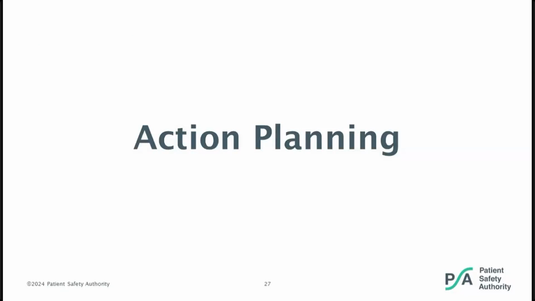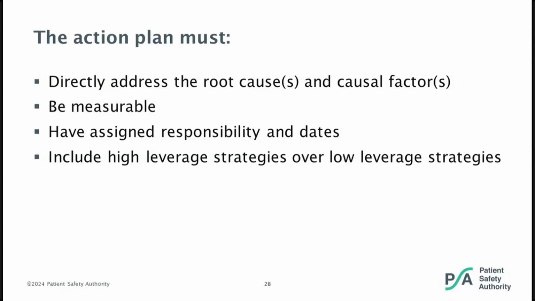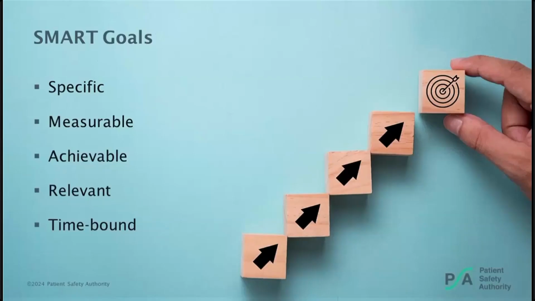Chris, Shirley. We're going to end up today talking a little bit about action planning. So, talking about the action plan, let's start off with the 4 tenets of an action plan. Basically, you think of those as the 4 legs of a chair. It needs to directly address the root cause and the causal factor itself. It needs to be measurable. You need to have assigned responsibility and dates. And you need to include high leverage strategies over low leverage strategies.